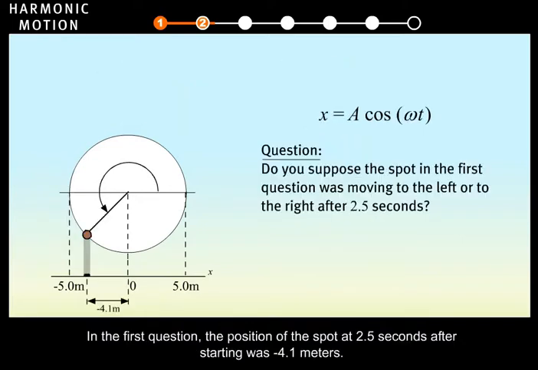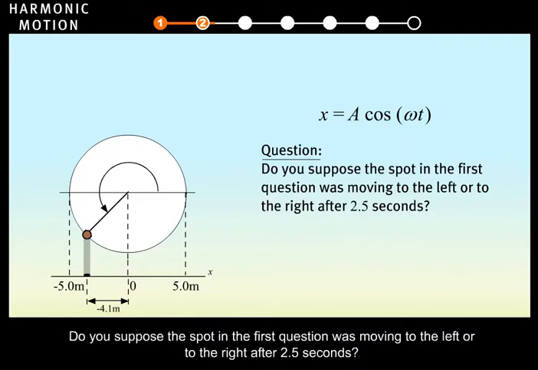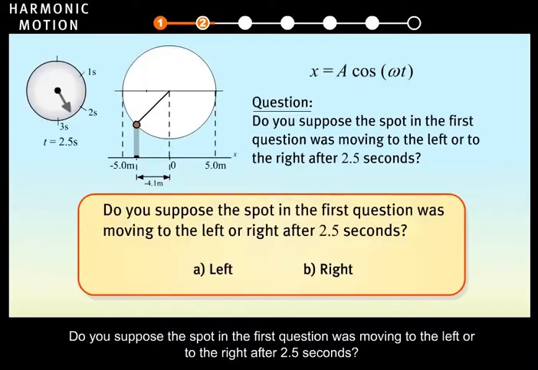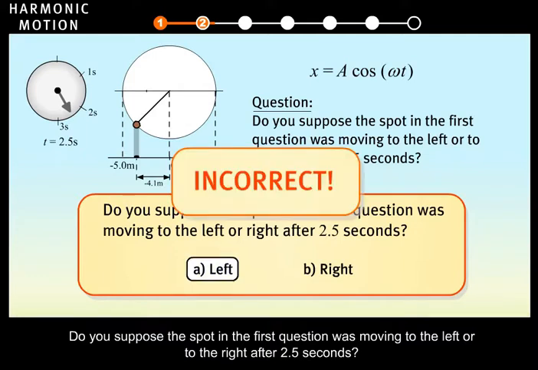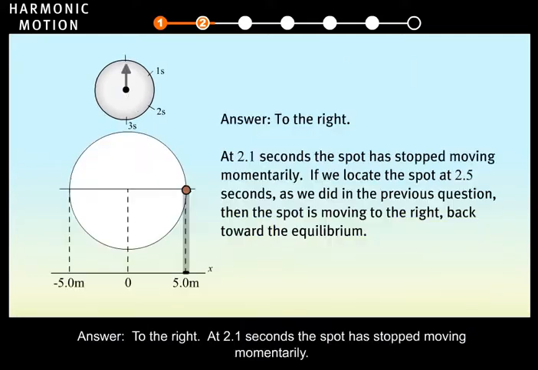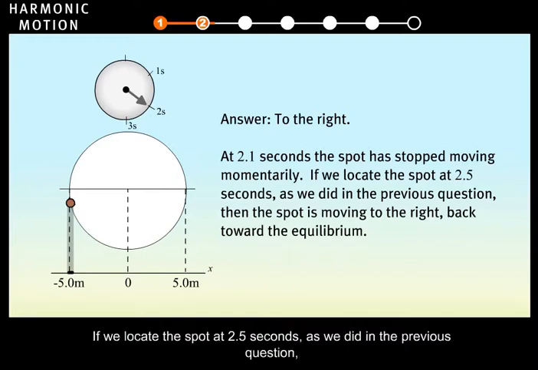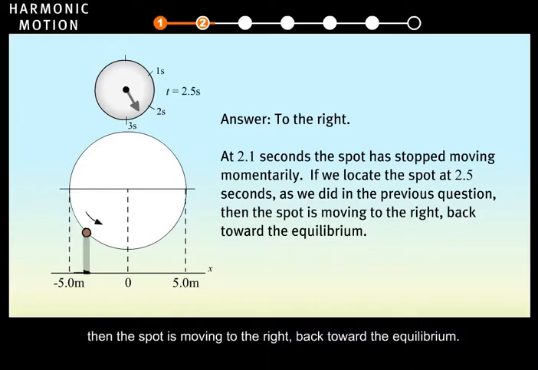In the first question, the position of the spot at 2.5 seconds after starting was negative 4.1 meters. Do you suppose the spot in the first question was moving to the left or to the right after 2.5 seconds? Incorrect. Correct answer, to the right. At 2.1 seconds, the spot has stopped moving momentarily. If we locate the spot at 2.5 seconds, as we did in the previous question, then the spot is moving to the right, back toward the equilibrium.